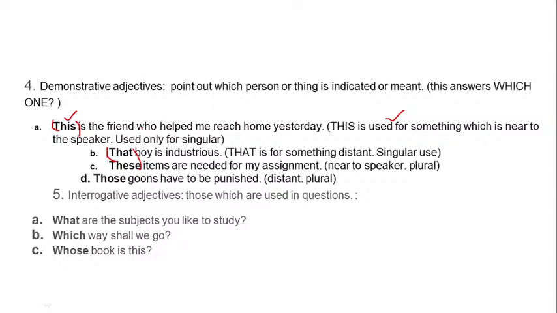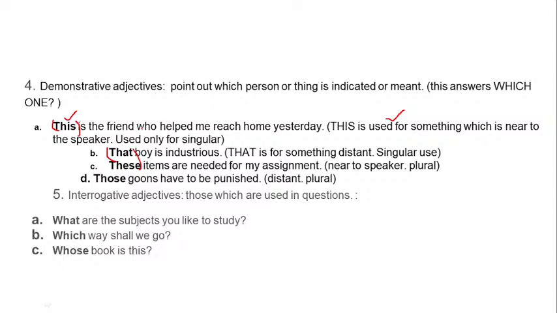If I have to demonstrate something, the one which is near to me will be referred to as this. This is the book I want. I love this dress. So it already gives the idea that this is near to me, at hand, just close to me. But regarding that, it gives you the idea that I'm pointing to something. That is the boy who is industrious, something which is distant from the speaker. And again, this is the singular use of that.